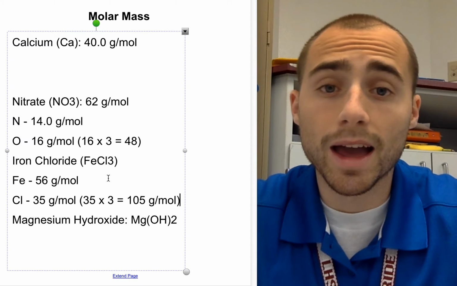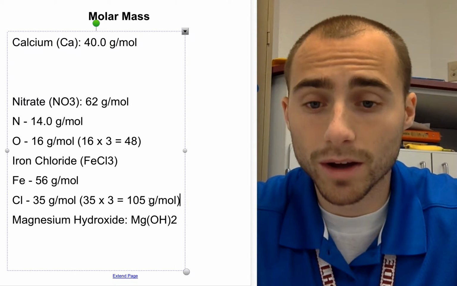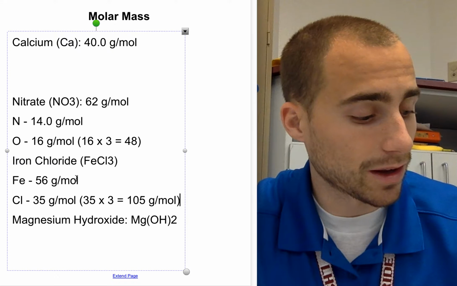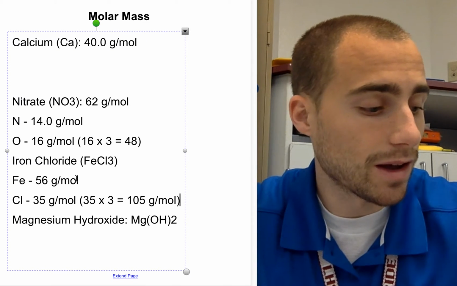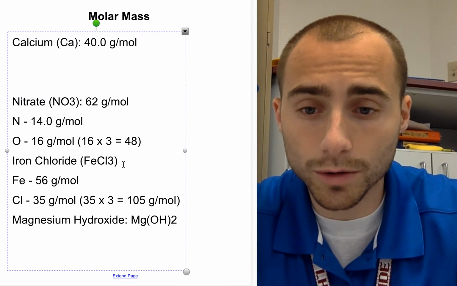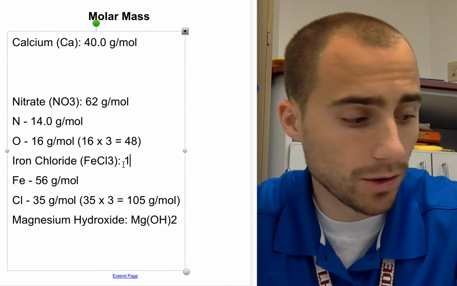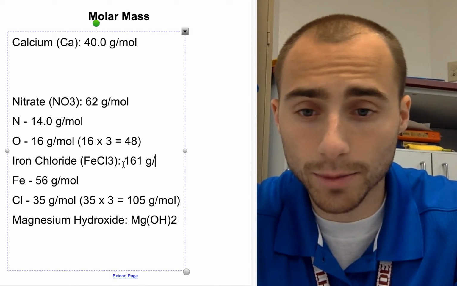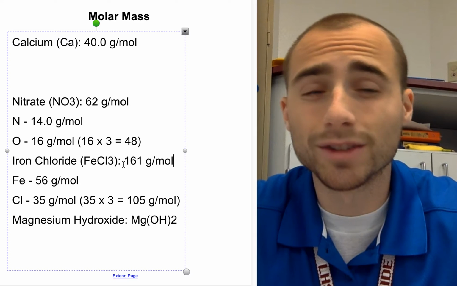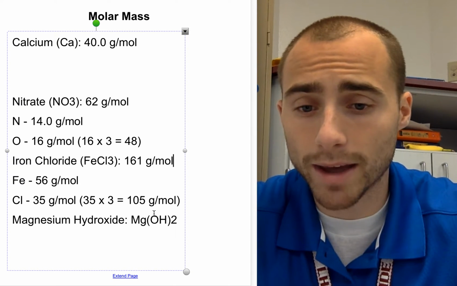So then, how do we finish it off? Well, we have to do 105 plus 56. That's going to give us a total of 161 grams per mole for iron chloride. So again, you're just adding together their molar masses.